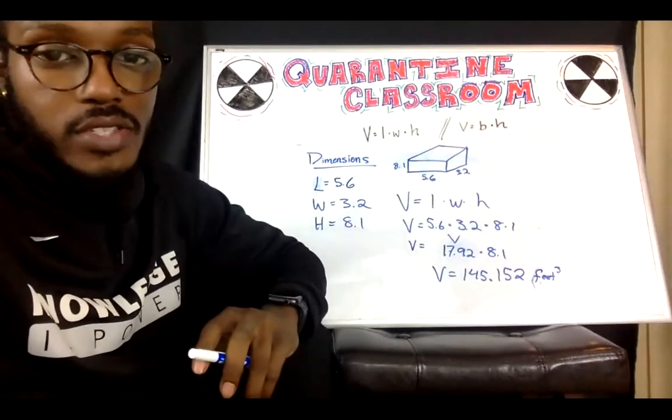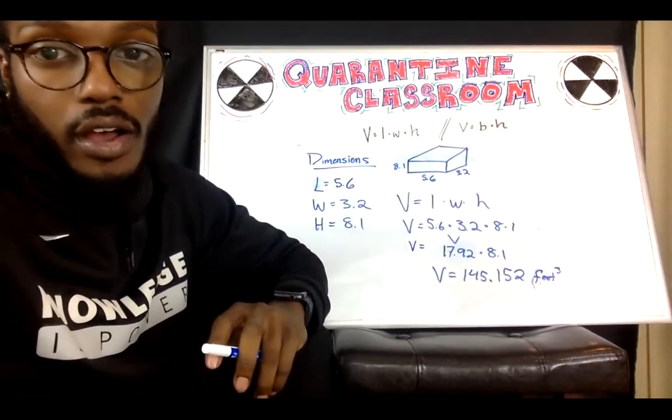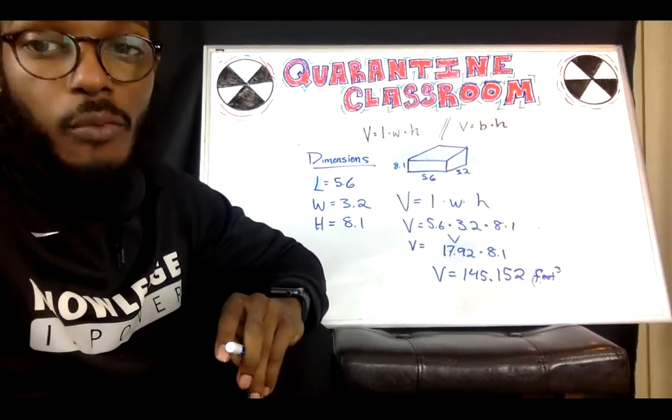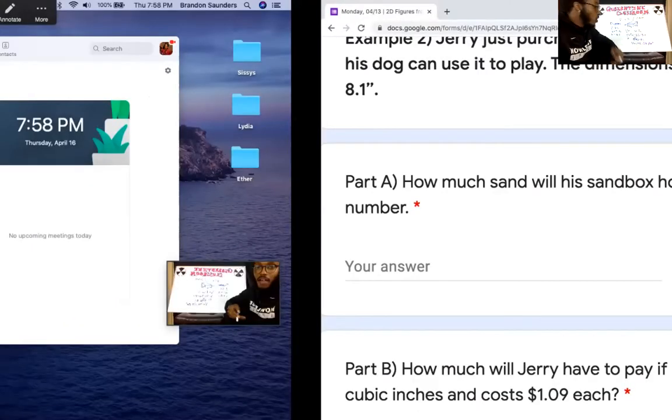When we put that answer inside of our Google Doc, we're obviously going to round it to the nearest whole number. And with 145.152, our nearest whole number is 145. So the answer that I'm going to put is going to be 145 cubic feet.